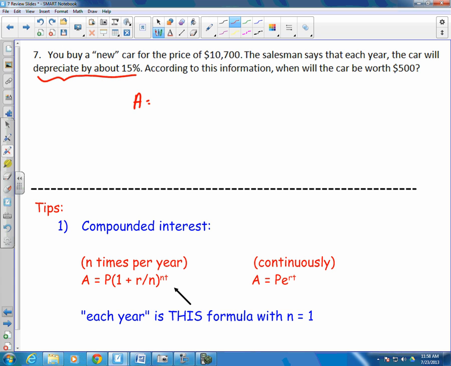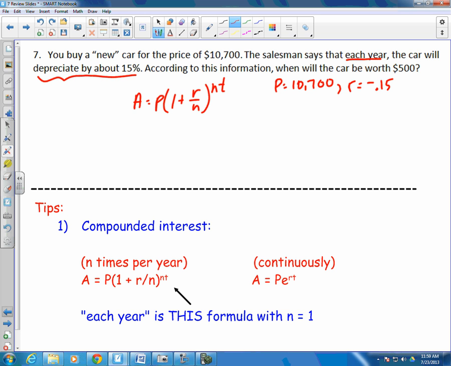It doesn't say continuously anywhere in this problem, and it says each year. So basically I'm going to use this equation. And I know n is going to be 1 because it's each time per year. The tricky part here is I know that the value of the car to begin with, P, is 10,700. And I know that the rate is 0.15. However, it's not 0.15, it's negative 0.15. That's going to be key because if you're decreasing the amount of money it's worth, your rate has got to be negative. It's just simply the way it's got to be.